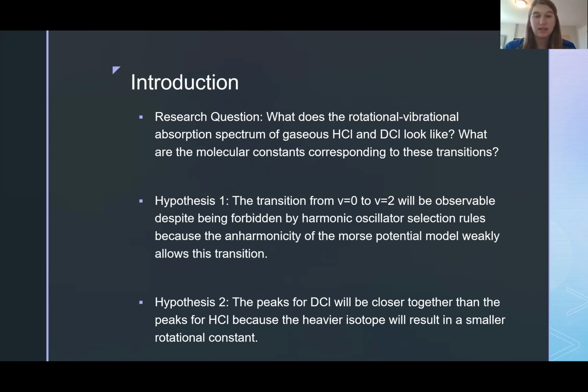The second hypothesis is that the peaks for DCl will be closer together than the peaks for HCl, because the heavier isotope will result in a smaller rotational constant.